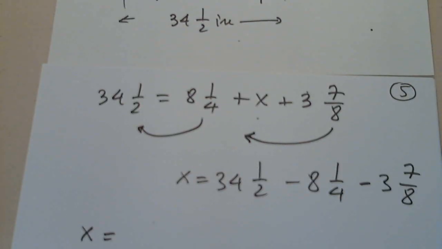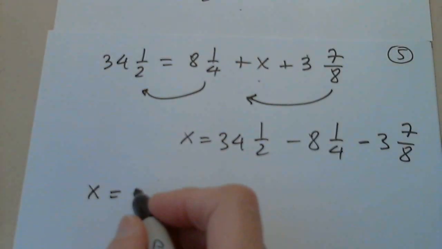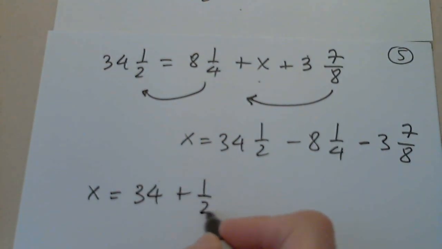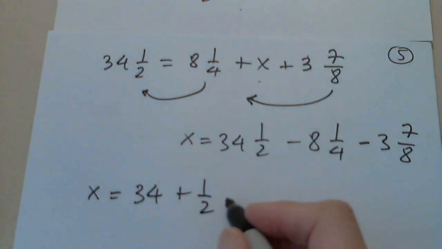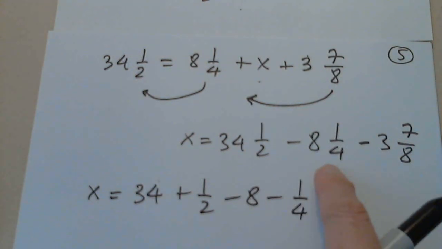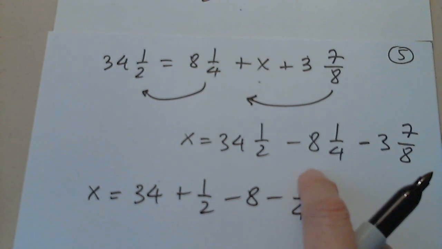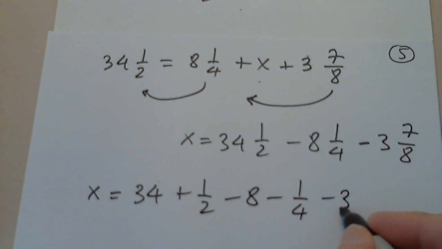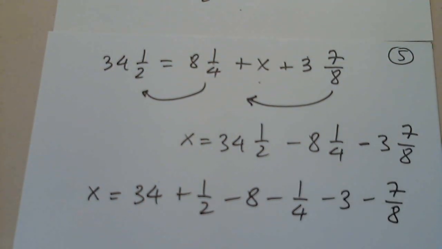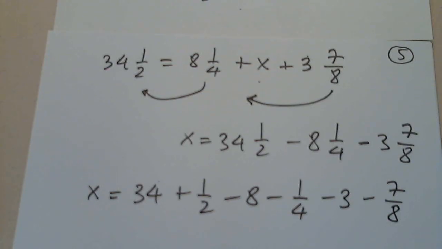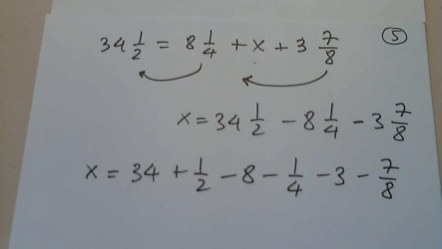I normally get rid of the whole numbers first. Okay, so in that case, you would do this: 34 plus 1/2, but be very careful here. Minus 8 minus 1/4, both have to be subtracted. Same thing here, minus 3 minus 7/8. So this is extremely important to understand. If the mixed number has a negative sign in front, both pieces are negative.